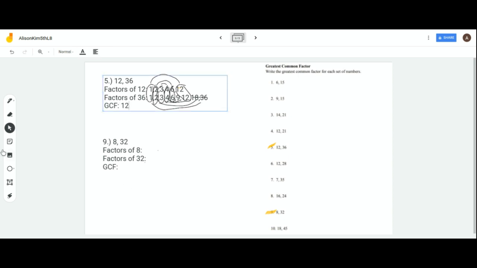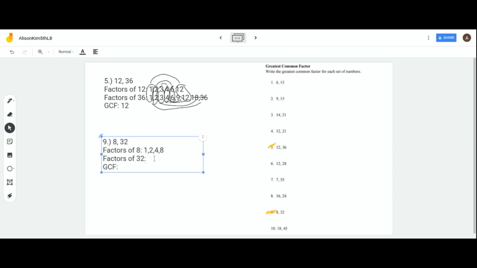For number 5. Now let's try number 9. It gives us factors. We have to find the factors of 8. So 1 and 8. Let's try 2. Yep, 2 times 4. Let's try 3. Nope. 4. Yep, right there. So it ends. Now let's try factors of 32.